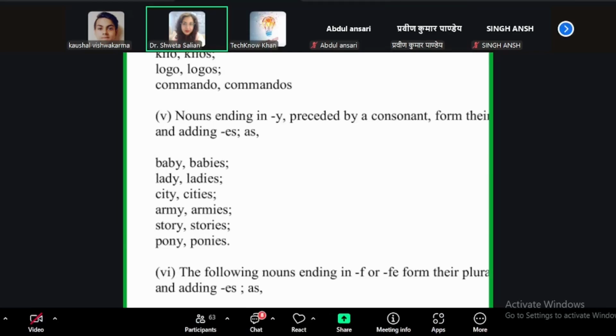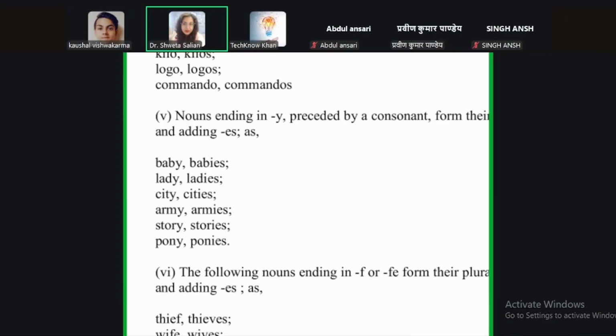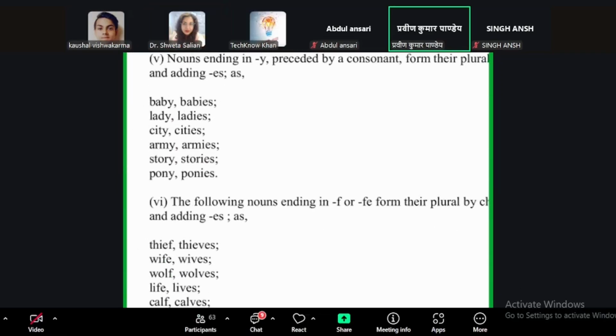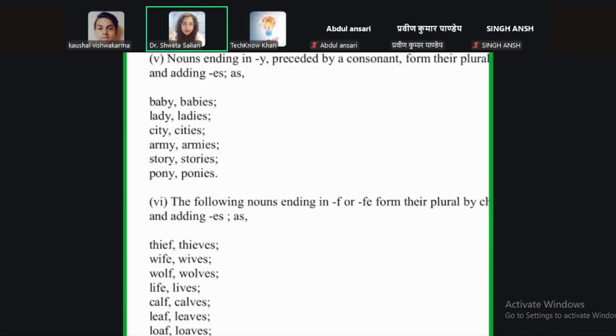Along with the Y, you don't have to give the I. Remove Y and add IES. So the rule is that you have to omit Y. All right. Ladies, ladies, cities, armies, etcetera.